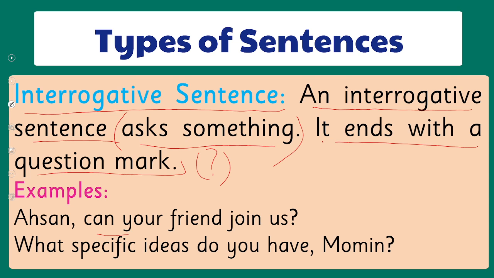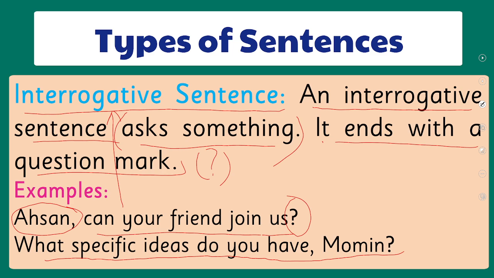Like, Asan, can your friend join us? Because we are asking something from Asan, and there is a question mark as well, that's why it's an interrogative sentence. What is the second question? What specific ideas do you have, Momin? Because we are asking Momin about his ideas, that's why it's an interrogative sentence. So this is how interrogative sentences look, and this is how we use interrogative sentences in the language.